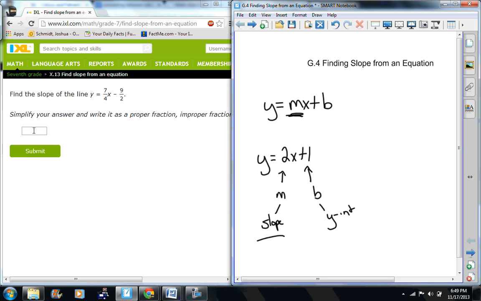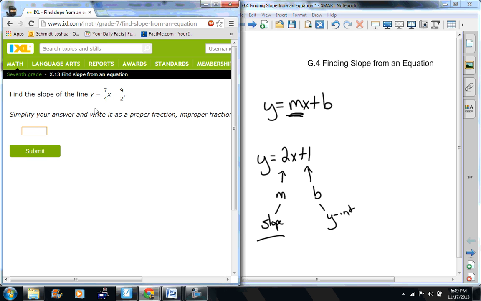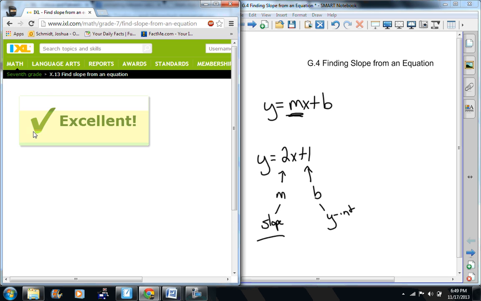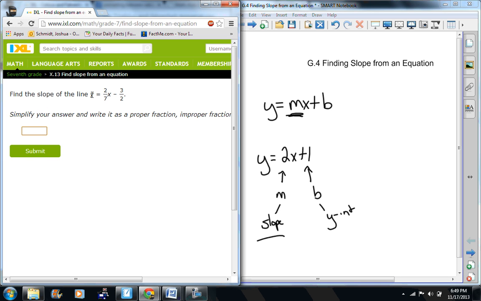So if I'm in this equation here on the right, we have y equals mx plus b. So our m is always going to be the number in front of x, which is 7 divided by 4. It wants it as a proper or an improper fraction, so 7/4 should be fine. This equation, same thing. Y equals 2/7 x, so I go 2 divided by 7.